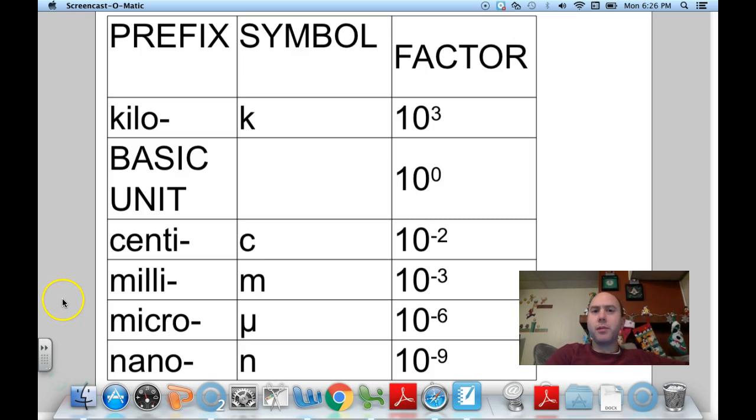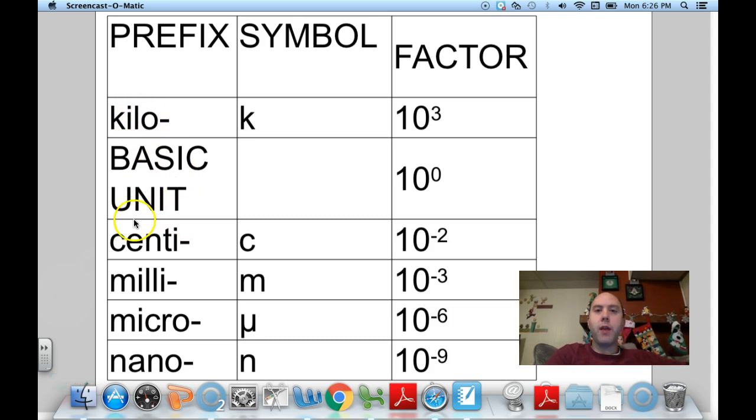So this is probably going to be maybe the hardest part. I don't know why it seems to be so difficult for so many students. Maybe they just haven't memorized their prefixes, but you absolutely need to know your metric prefixes and how to convert from one prefix to another.